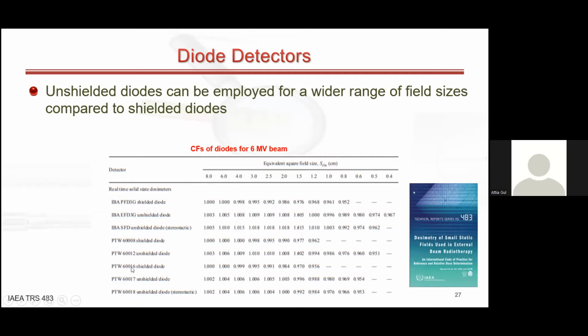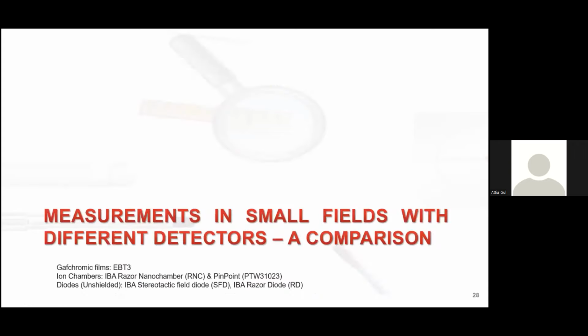Similarly, the PTW 60016 shielded diode: the smallest field size for which we can measure the field output factor is 1.2 centimeter, and we cannot use it for smaller field sizes. Therefore, unshielded diodes give better response in small fields.